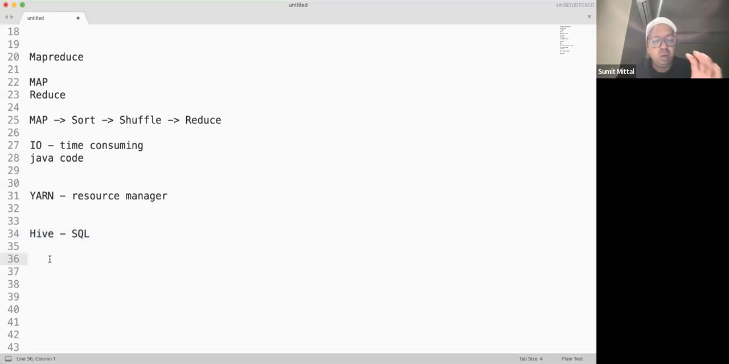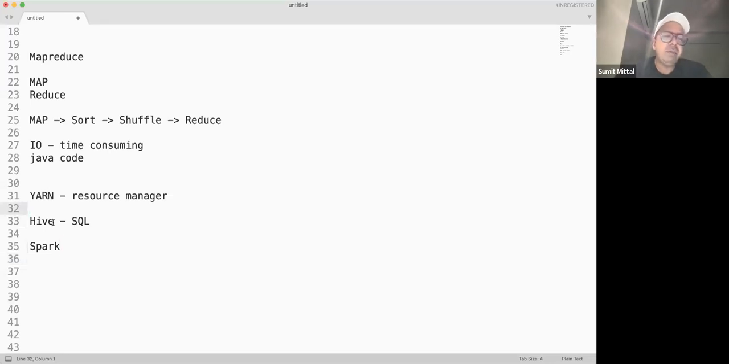Now, in today's world, Spark has come in and is very, very prominent. Spark has multiple flavors, like PySpark and Spark with Scala. Even though Spark code can be written in Java, PySpark and Spark with Scala are the two most trending, right?